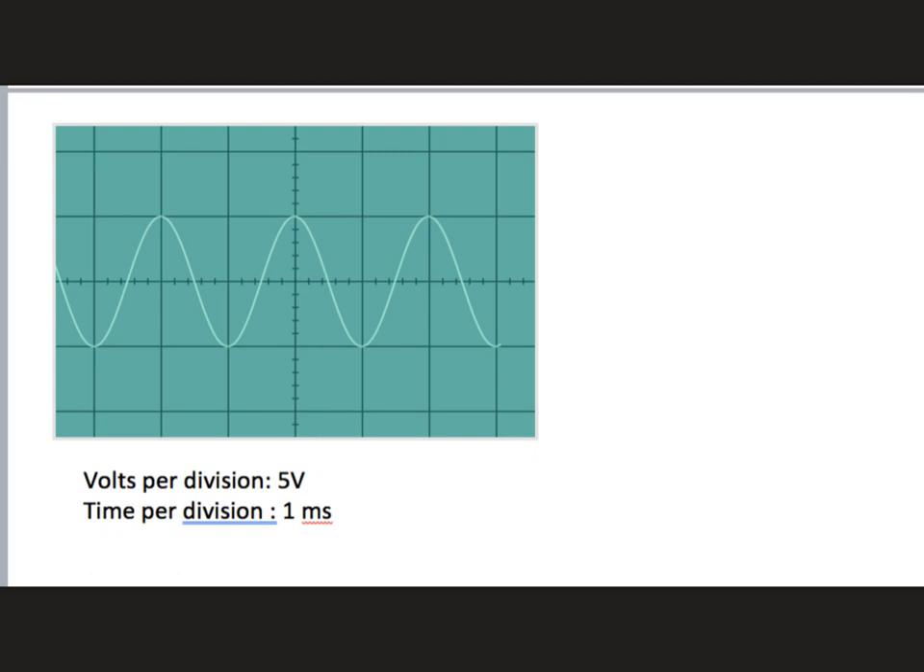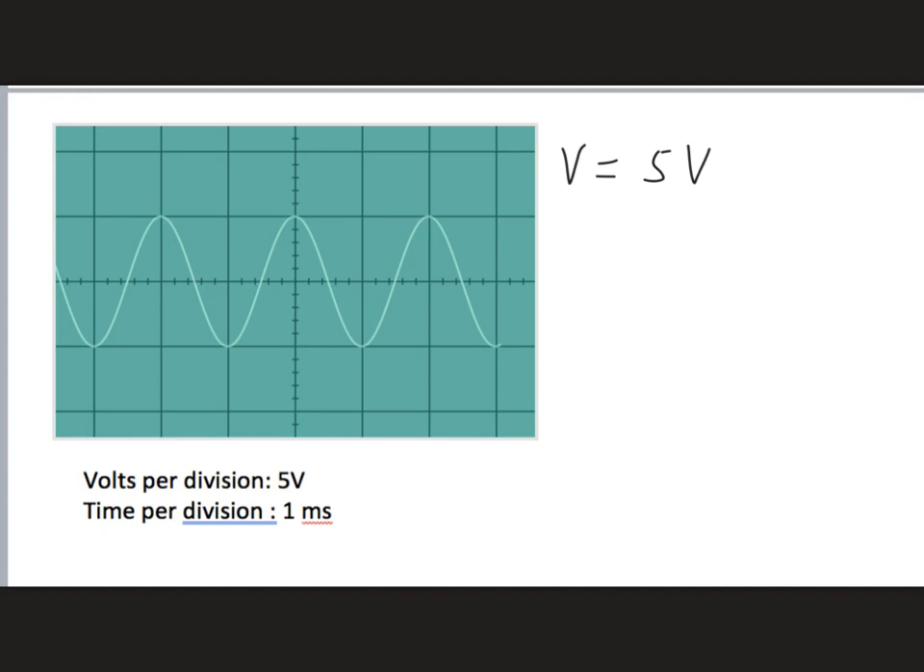The first thing we want to do is measure the amplitude. We still have the same setting on the oscilloscope, 5 volts for every box, 5 volts per division. And so I count up here from the bottom. If I go from the center up, that's going to be just 1 division or 5 volts, and that's going to be the peak amplitude. So the amplitude that you're going to get is simply going to be V equals 5 volts. And that would be the amplitude of that waveform.